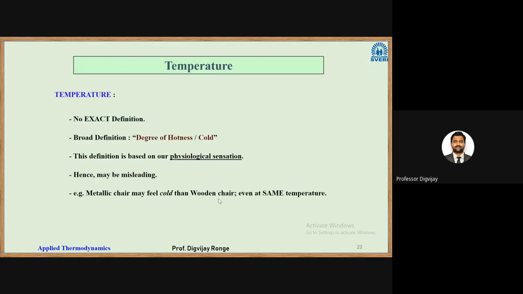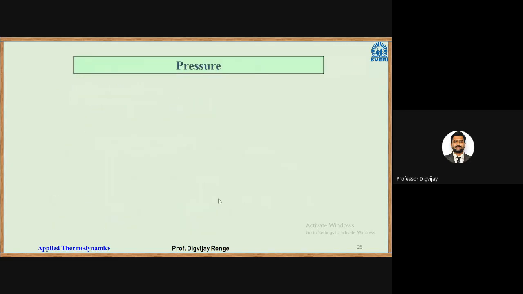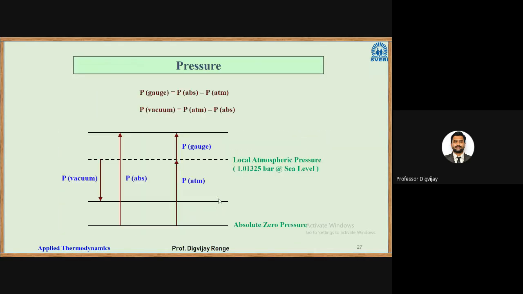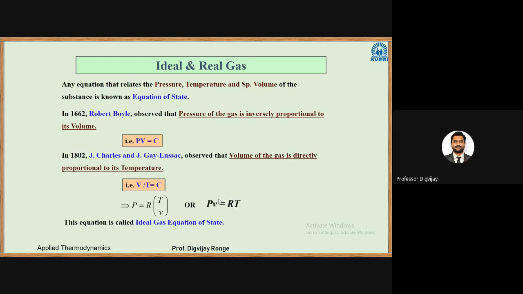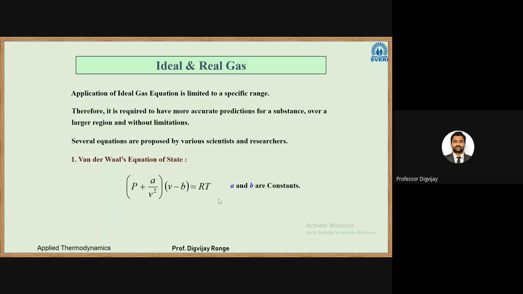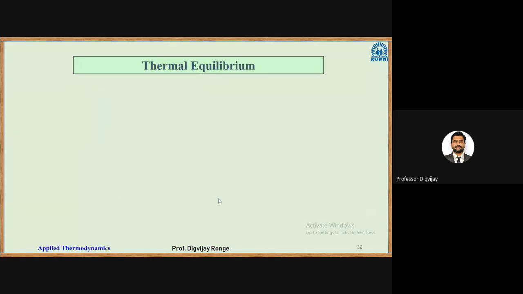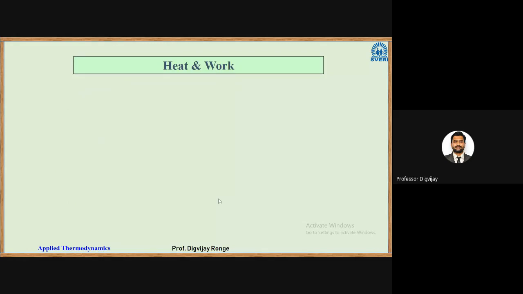For temperature, we saw the unit conversions. For pressure also we saw the unit conversions. Then we saw the generally used terms: vacuum pressure, gauge pressure, and absolute pressure. Then we saw ideal gases and real gases, the ideal gas law, and the laws for real gases, like the Van der Waals equation and two other laws applicable to real gases. We also saw the thermal equilibrium concept, which is achieved when there is no temperature difference.